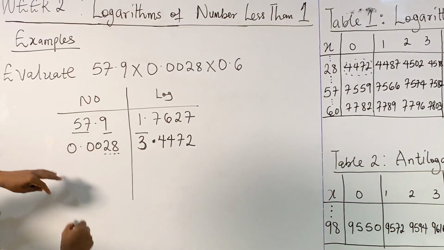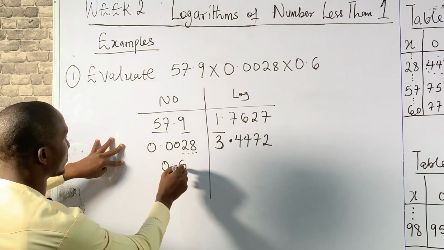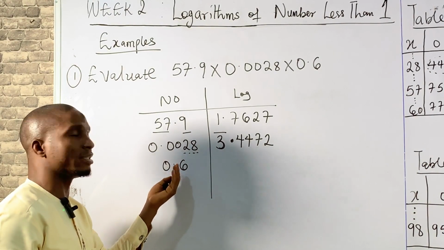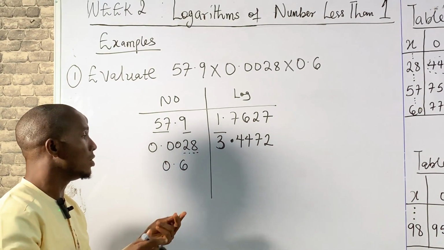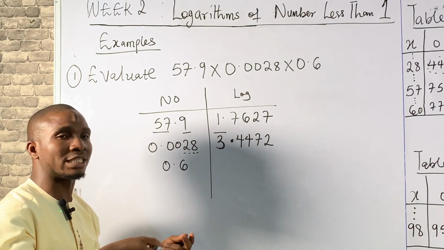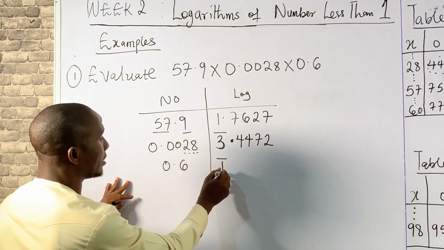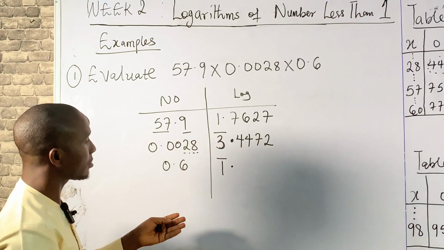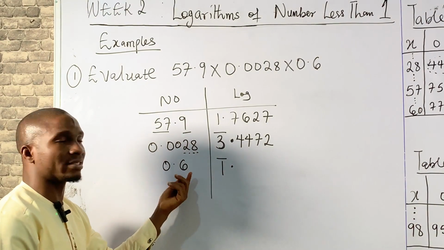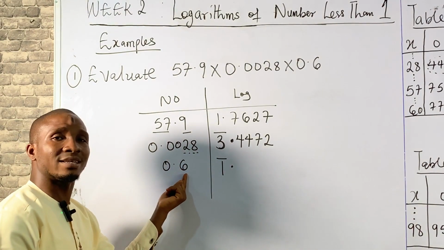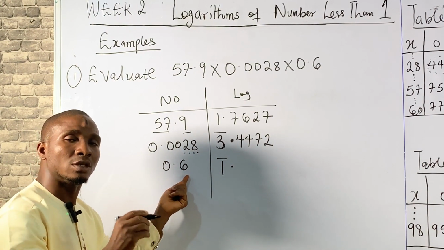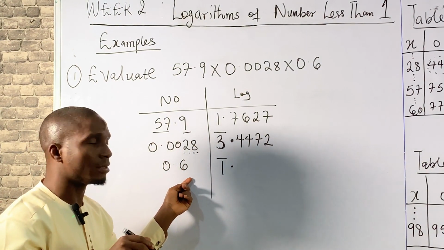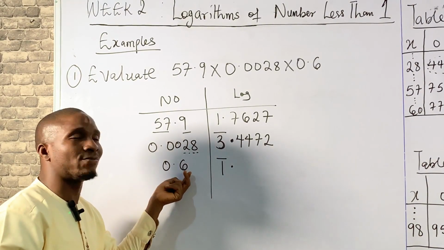Now the last one is 0.6. Here you can see that the characteristic is 0. By the time you remove 1, you are going to get bar 1. So bar 1 is the characteristic of this. So now point. So bar 1, then after that we check 6. But in the logarithm tables, the smallest number starts from 10. Therefore, how can you now check for 6?